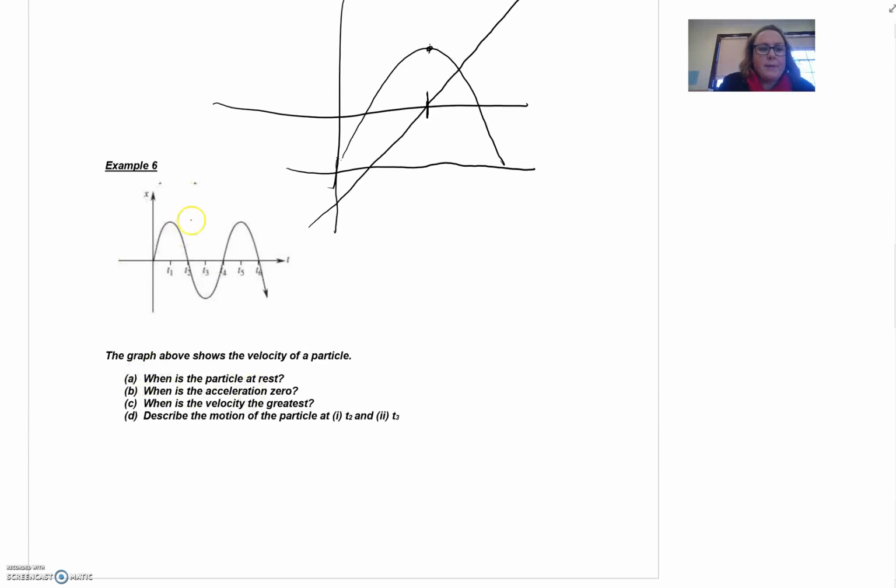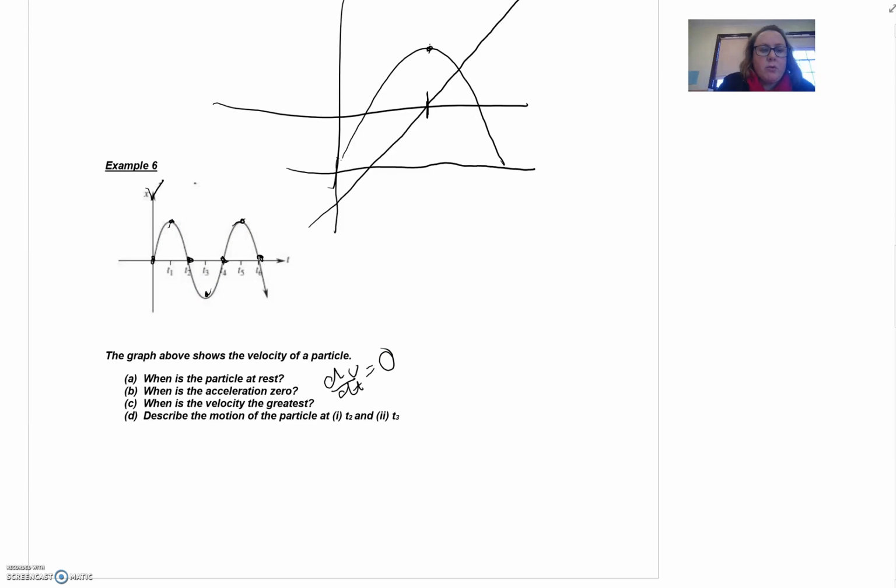Okay, this is velocity. The graph above shows velocity over time. When is the particle at rest? The start, T2, T4 and T6. When is the acceleration 0? Well, the first derivative is acceleration, and we know that that's here, here and here.